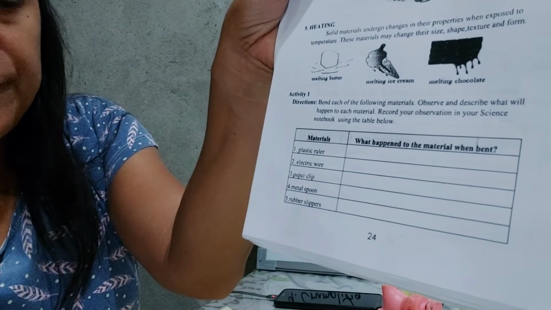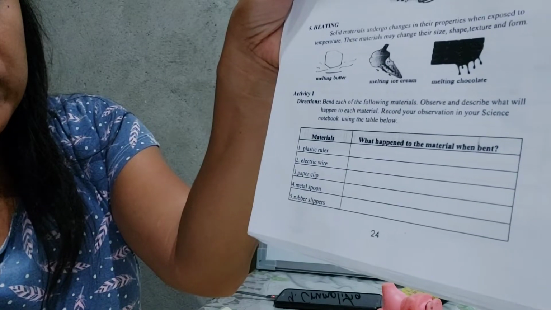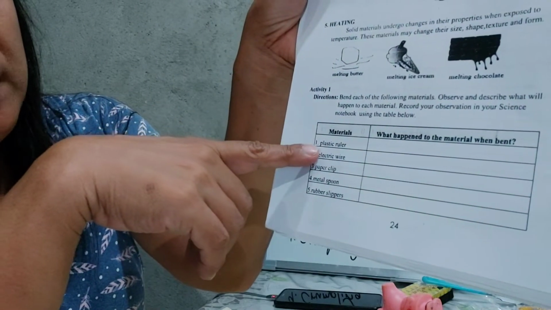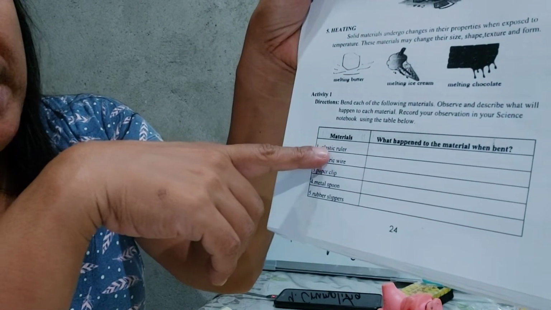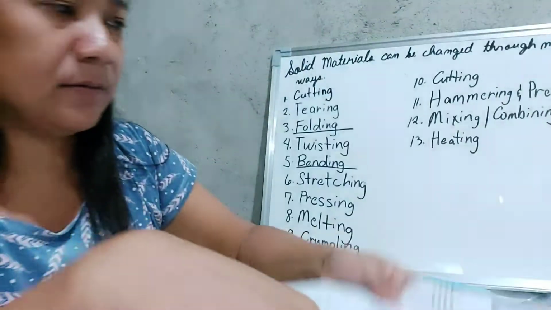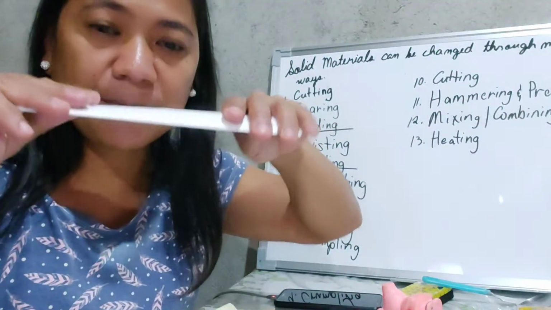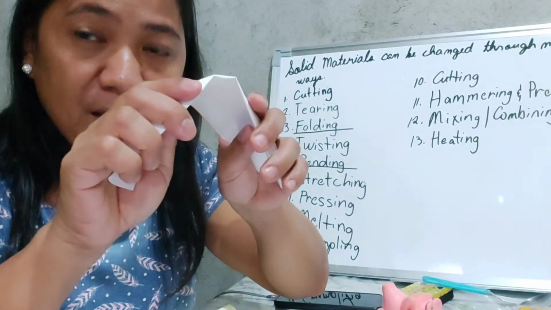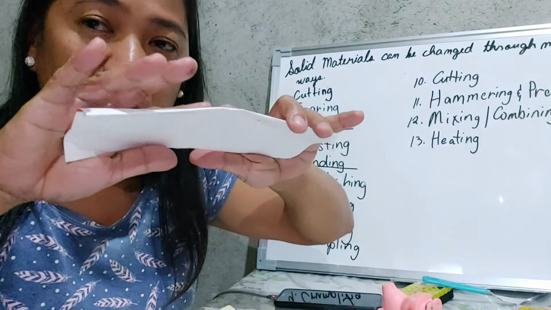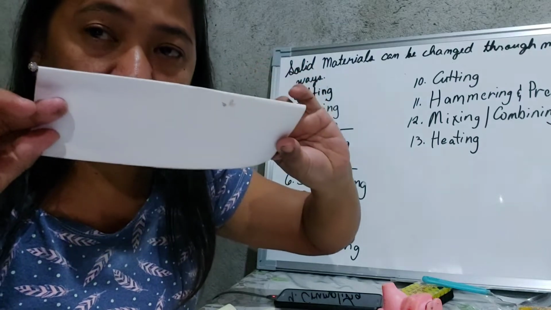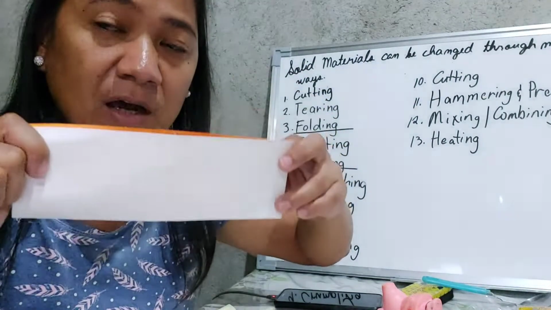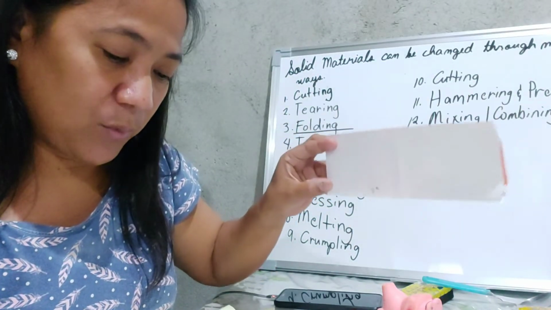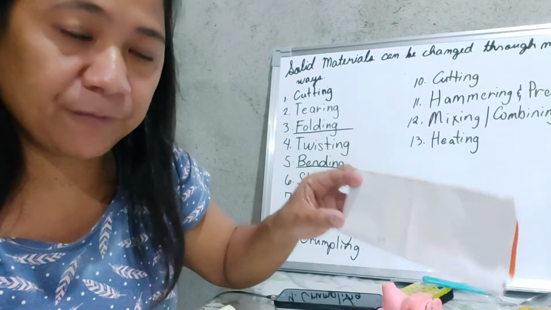On the activity 1, I think you are going to do some experimentation here. So, number 1 is a plastic ruler. So, what will happen to a plastic ruler when we bend it? Just imagine this is a plastic ruler. So, kapag binend natin siya, what will happen? Magbe-bend siya. But, after we release sa pagkakabend natin sa kanya, anong mangyayari? So, diba, it will go back to its original form. So, yung answer dito, it will bend, but it will go back to the original form.